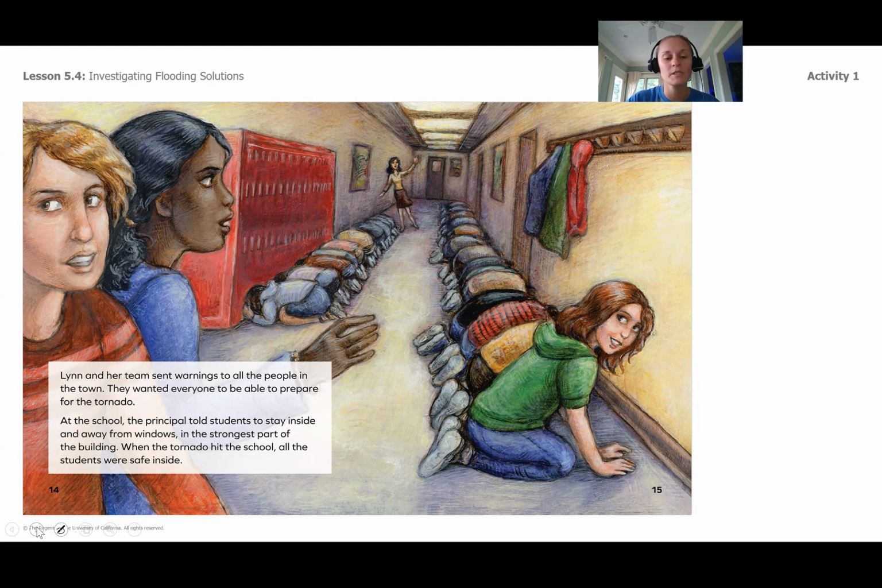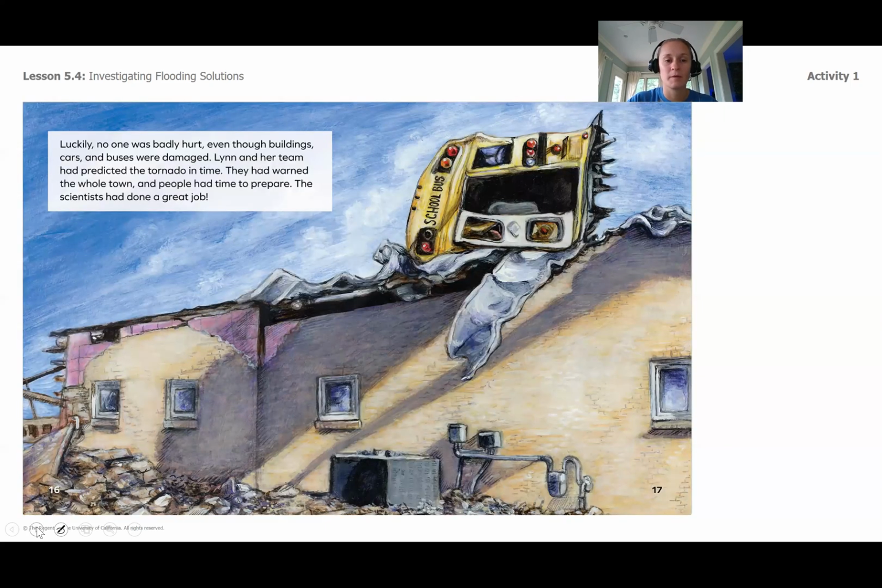At the school, the principal told the students to stay safe and away from the windows in the strongest part of the building. When the tornado hit the school, all the students were safe inside. Luckily, no one was badly hurt, even though buildings, cars, and buses were damaged. Lynn and her team had predicted the tornado in time. They had warned the whole town, and people had time to prepare. The scientists had done a great job.